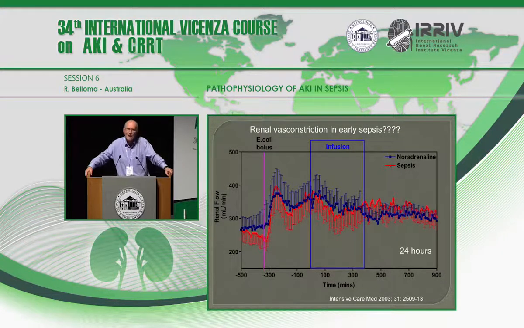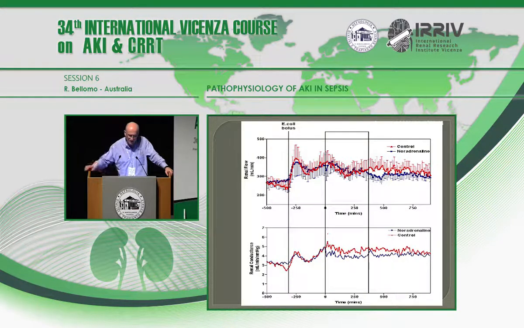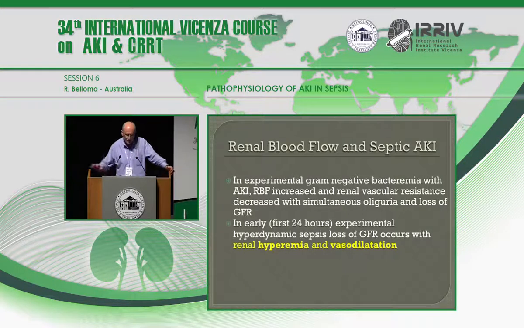So, a renal state with increased renal blood flow, which is related to vasodilatation and is not easily or properly corrected by noradrenaline administration at relatively high doses. And this vasodilatation persists up to 24 hours after the administration of gram-negative bacteria. So that's the first observation.